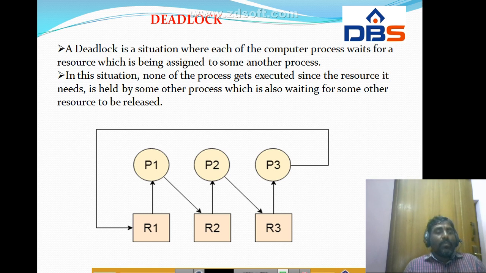So majorly in deadlock, none of the processes gets executed. Why? Because the resource it needs is held by some other process. For example, P1 needs some resource R1, and the resource R1 is already used by another process. So P1 won't get the resource. This situation we call a deadlock.